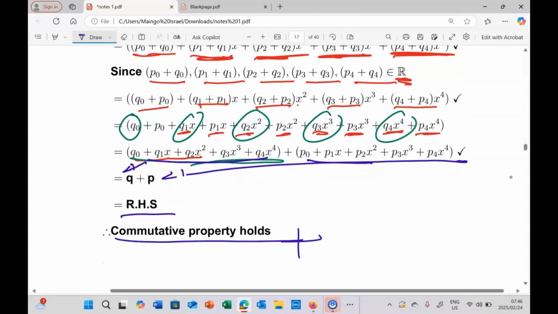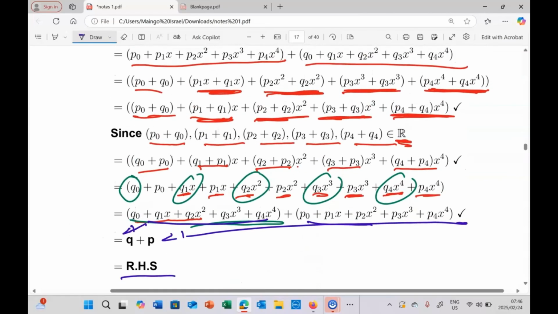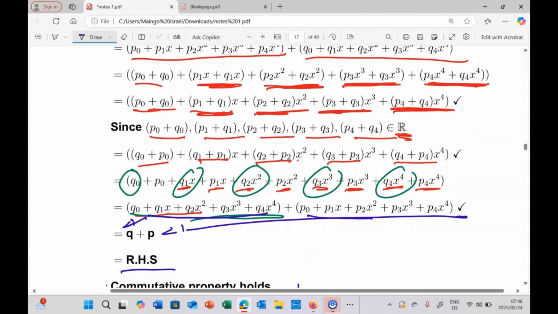Therefore the commutative property holds. So that's how simple we're doing this thing. This is the very same thing that we're doing when we're proving those 10 vector space axioms, and this is also the very same thing that we have to apply here. So I hope this is very clear.